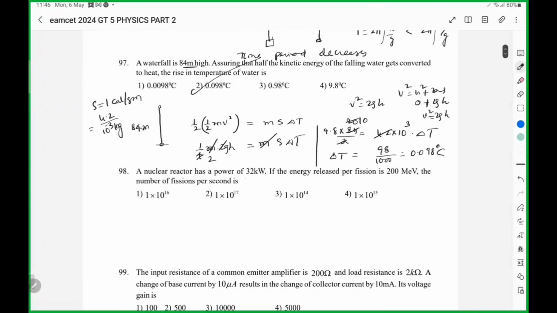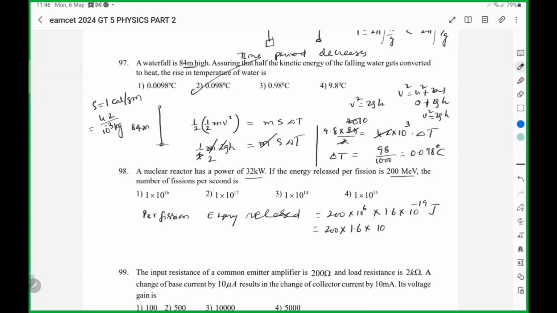So a nuclear reactor has a power, and per fission the energy released is 200 million electron volts. That is 200 into 1.6 into 10 power minus 13, or 3.2 into 10 power minus 11 joules.